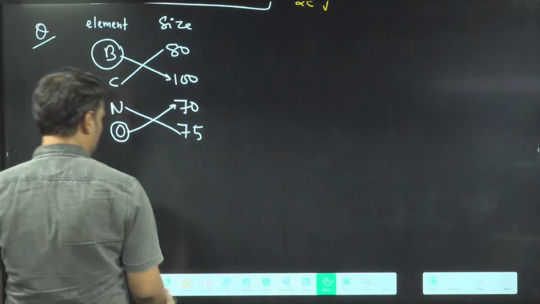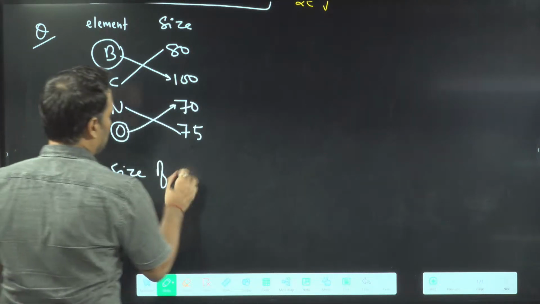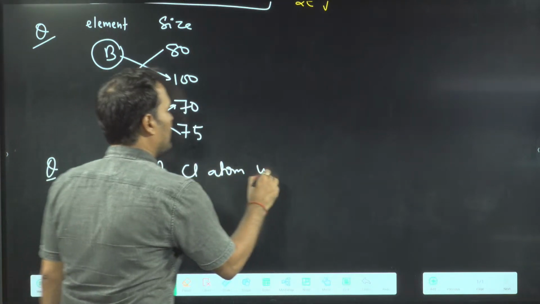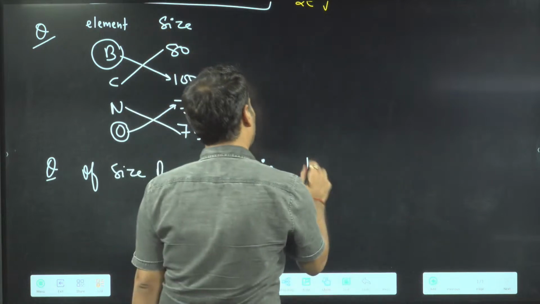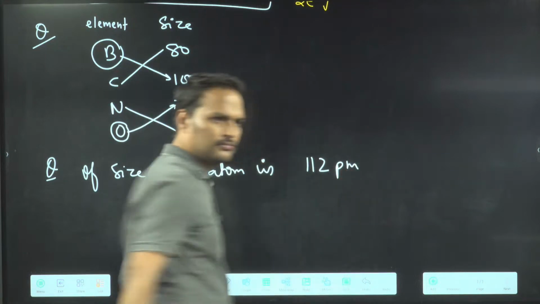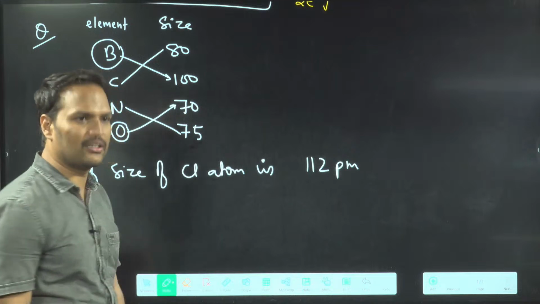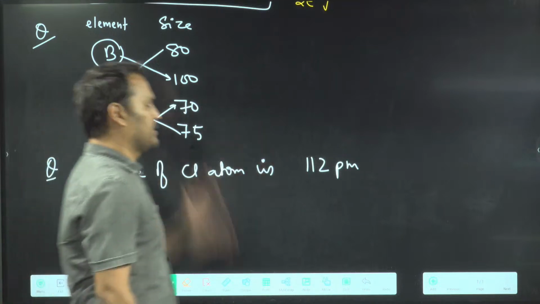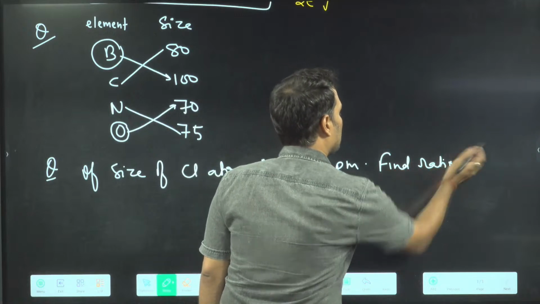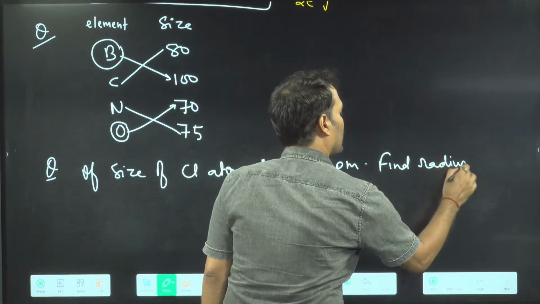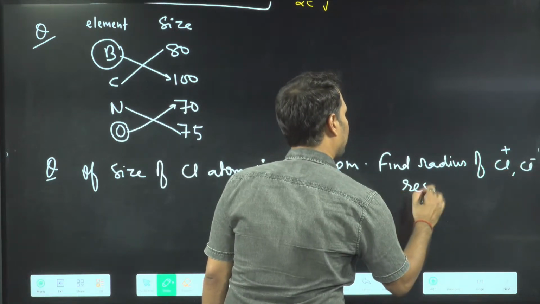One more question they can ask you like this. See, suppose the size of the Cl atom is any random data, whichever is your favorite number. So suppose I am writing 112 picometer, although it is not the correct or exact data. Now what they will say is, find the radius of Cl plus and Cl minus respectively.